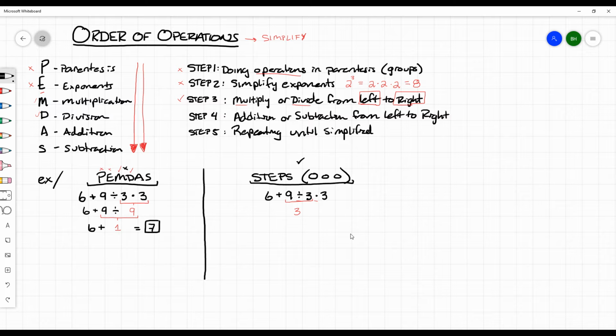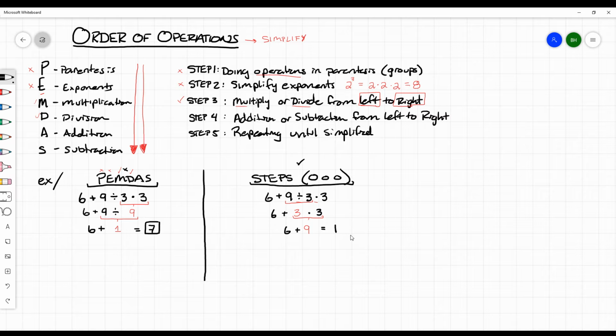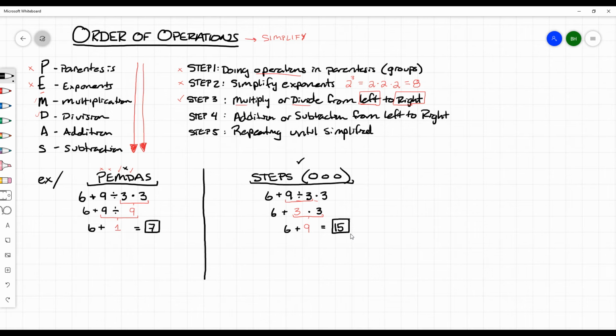Just like before, let me write down everything else before I continue, just to clean it up a little bit. Okay. So if I'm reading this like a book and I go from left to right, division came first, so I went ahead and divided. But then this multiplication comes second. 3 times 3, just like we did before, is equal to 9. I continue to simplify, and as you can see here, we get 6 plus 9, which is equal to 15. So unlike PEMDAS, we actually got a different solution when we used orders of operations.